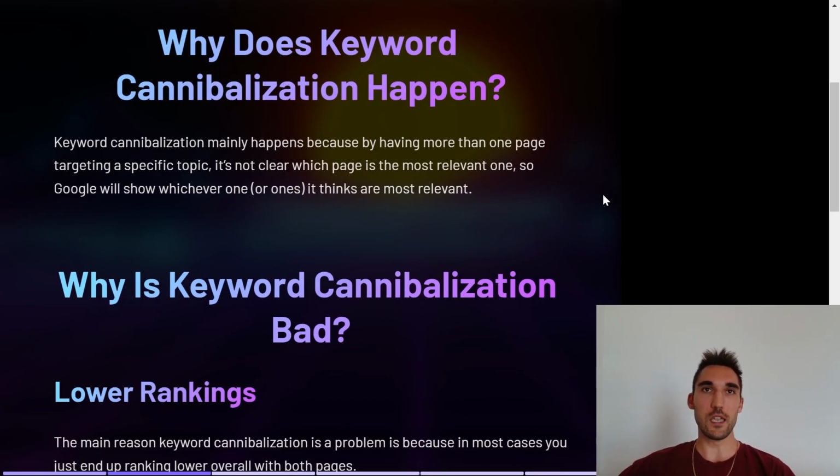So why does keyword cannibalization happen? It happens mainly because by having one or more pages targeting a specific topic, it's not actually clear which page is the most relevant one. And so Google is going to show whichever one, or in some cases ones, it thinks are most relevant.